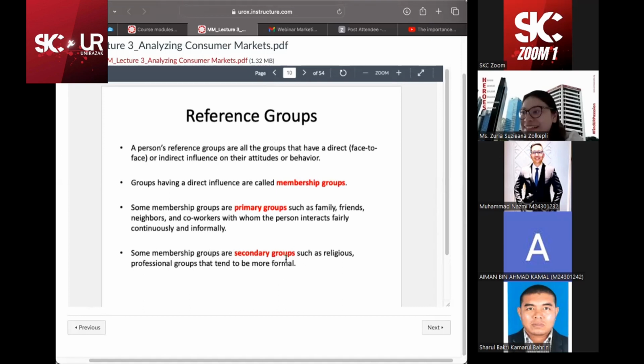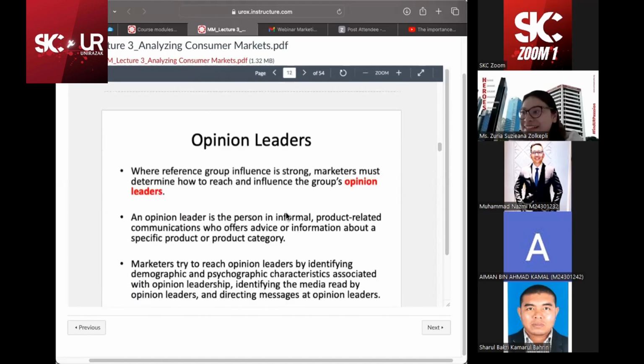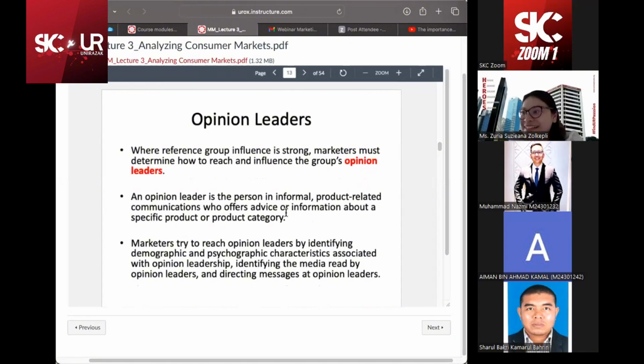Some membership groups, secondary groups such as religious and professional groups, tend to be more formal, right? And for example, there are opinion leaders as well. So you ask someone who is very well known in the industry, or the one who has a lot of information. The influence is very strong from this opinion leader. An opinion leader is a person, an informal product-related communicator, who offers advice or information about a specific product or product category.